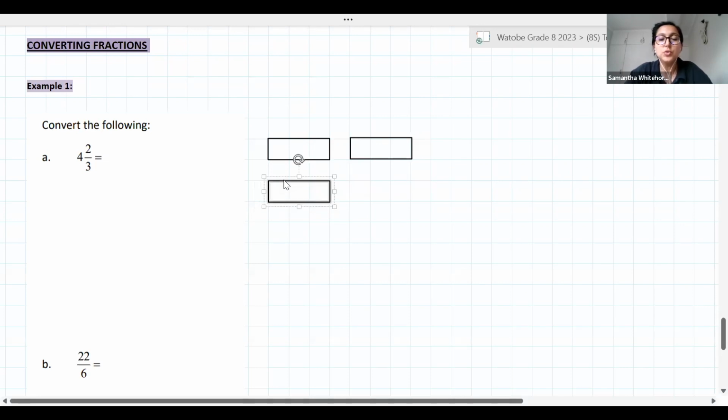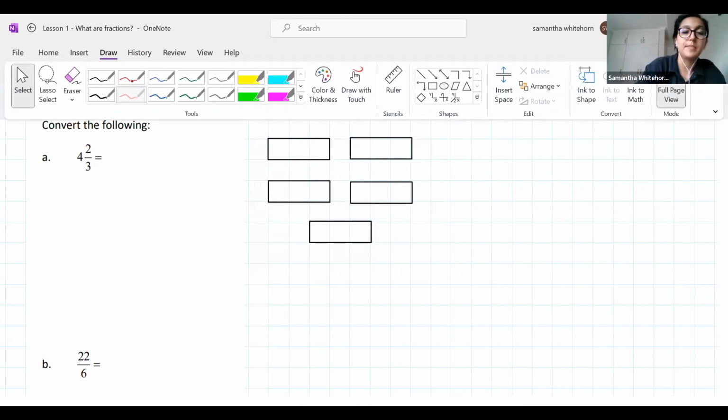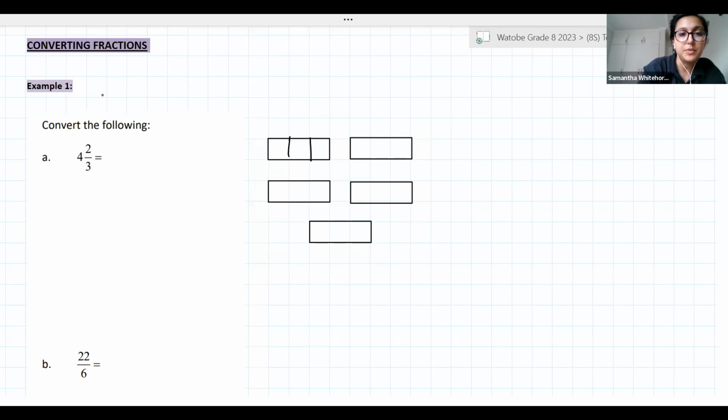And then we've got 2/3. So we've got 2 of the 3 parts of my 5th hole. That's essentially what it means. Now, if we consider the blocks, the reason I've got 3 parts here is because my denominator is 3. So it's telling me each of the holes are split into 3 equal parts.